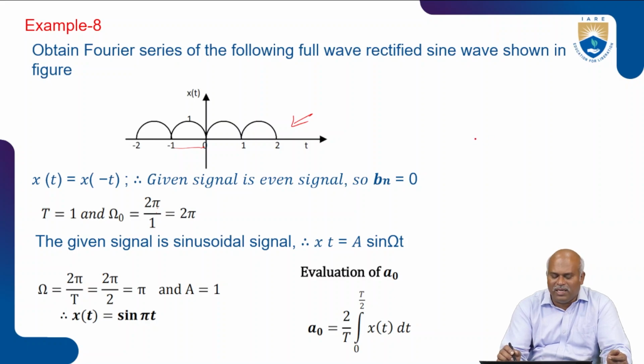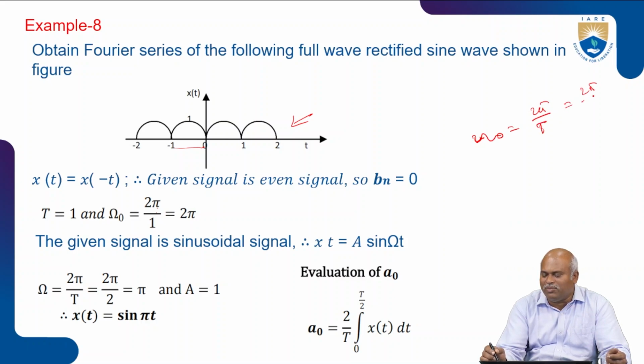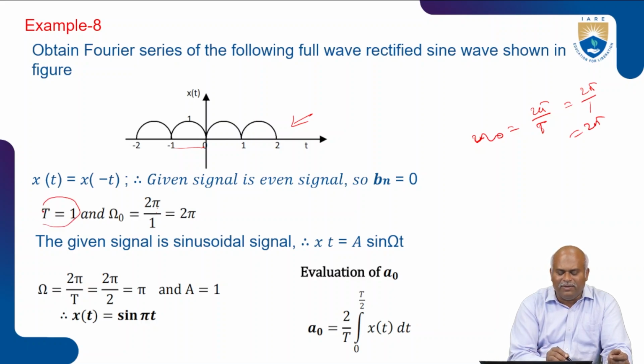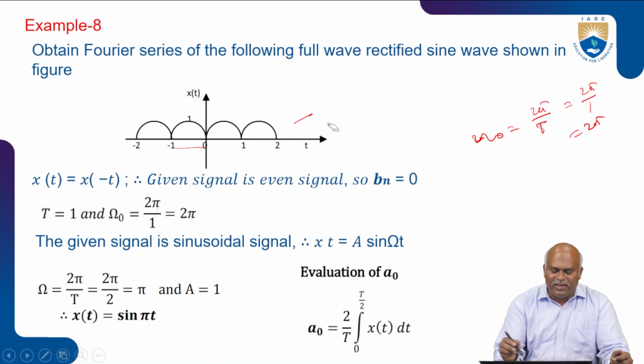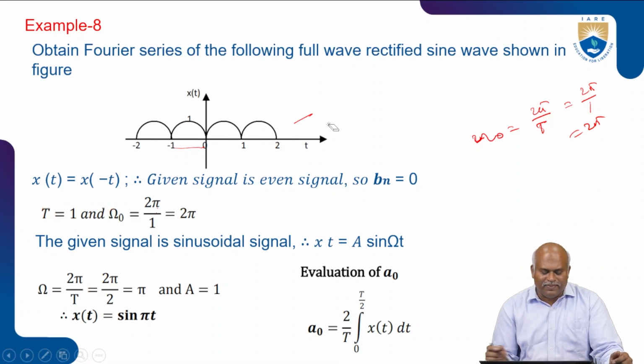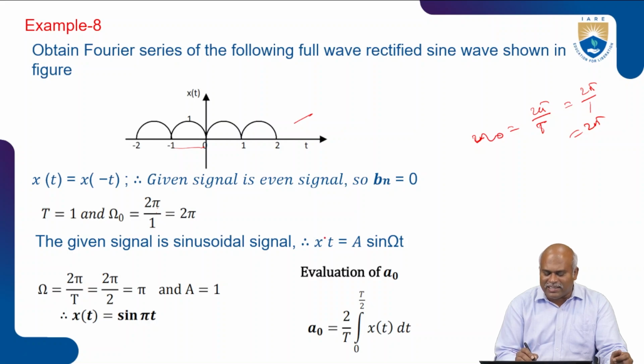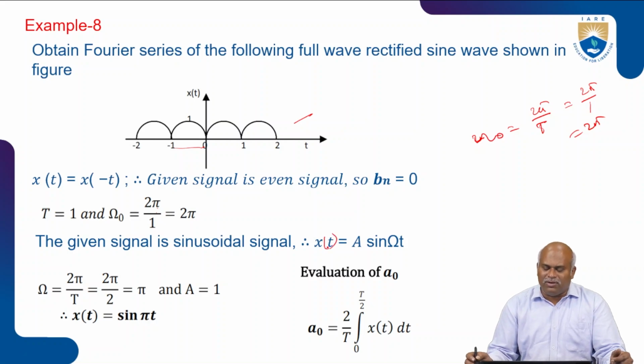We know that omega 0 is equal to 2 pi by capital T. T value is equal to 1, so that is 2 pi by 1, equal to 2 pi. I found both the T value as well as the omega 0 value. Based on this, we write the equation. The given signal I write as x of t is equal to A sin omega t.